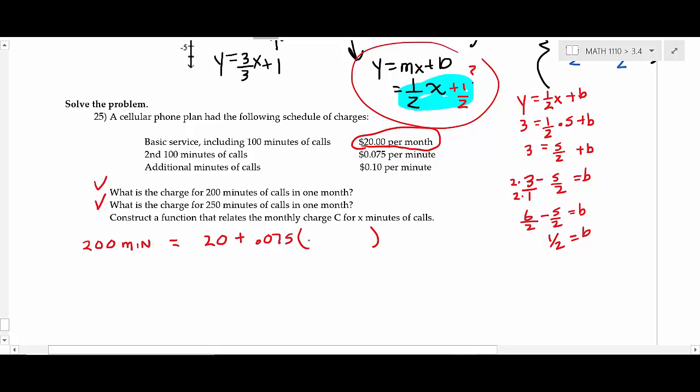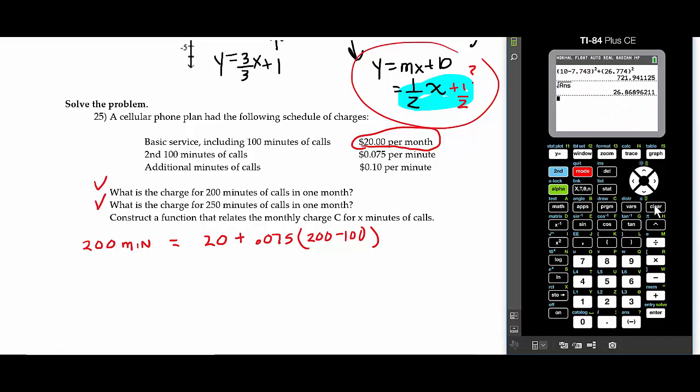The way you would do this mathematically is that's 200 minus 100. I want you to write it down that way because eventually we're going to change this into a function in terms of x. So if I crunch this out on my calculator, that would be your $20 flat fee, plus 0.075 times the 100 left over. So the answer to this first one is that it's going to cost you $27.50. That's how that goes. Does that make sense to everybody? Flat fee, and then 100 more.